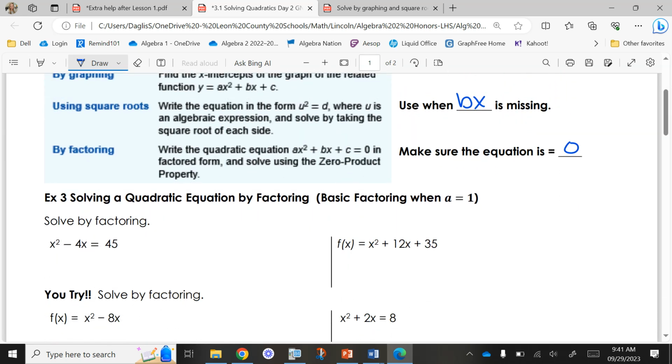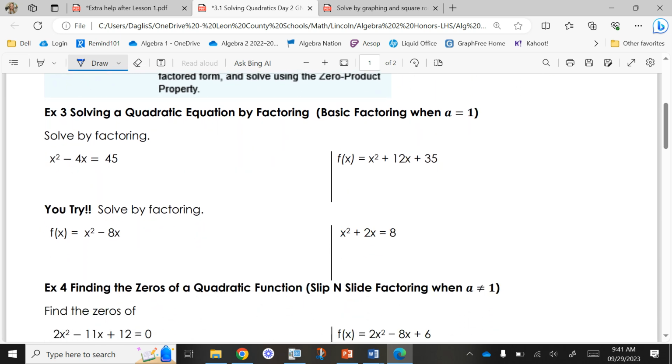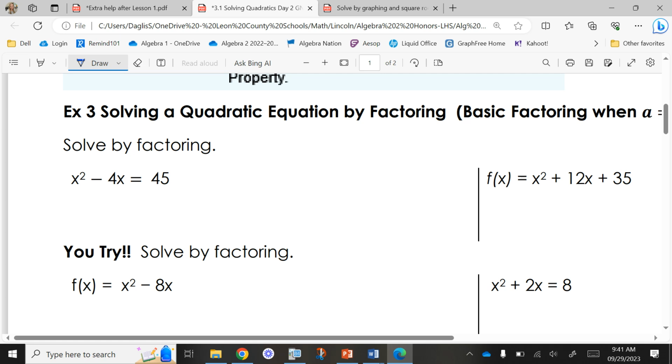So basic factoring is when your a value is 1. So your equation starts off with just x squared and then something, something, something. Okay, that is basic factoring. So when we did basic factoring, again, make sure it's equal to 0 first. So what do we have to do for our first problem? We have the minus 45 over. Is that my A, B, or C value? It'll be my C value. So we actually are going to factor x squared minus 4x and then minus 45, like that.